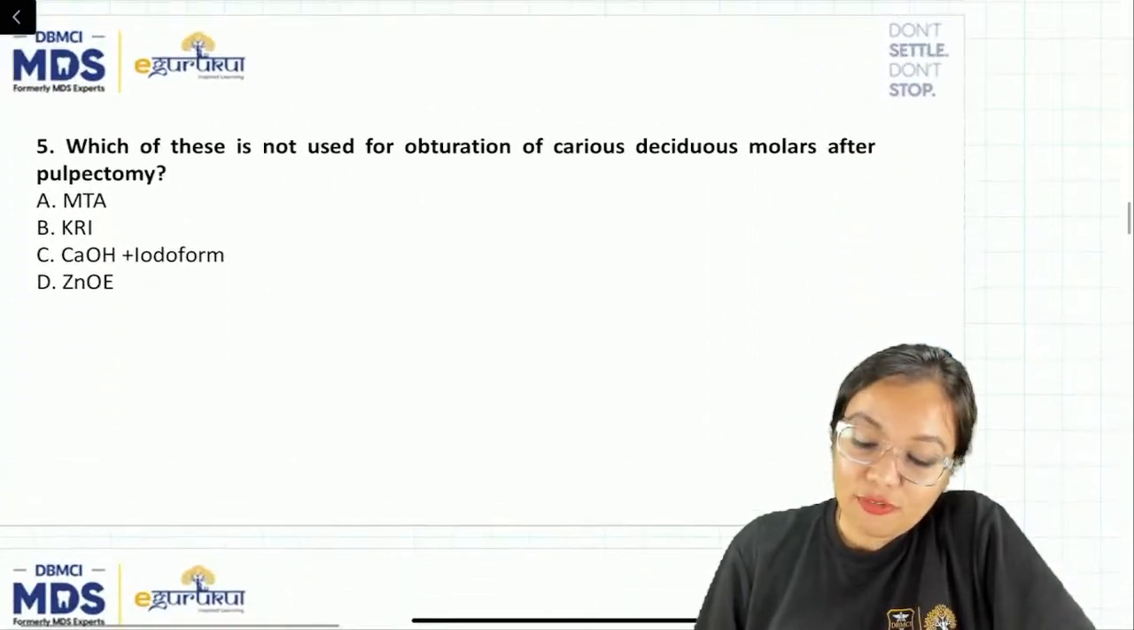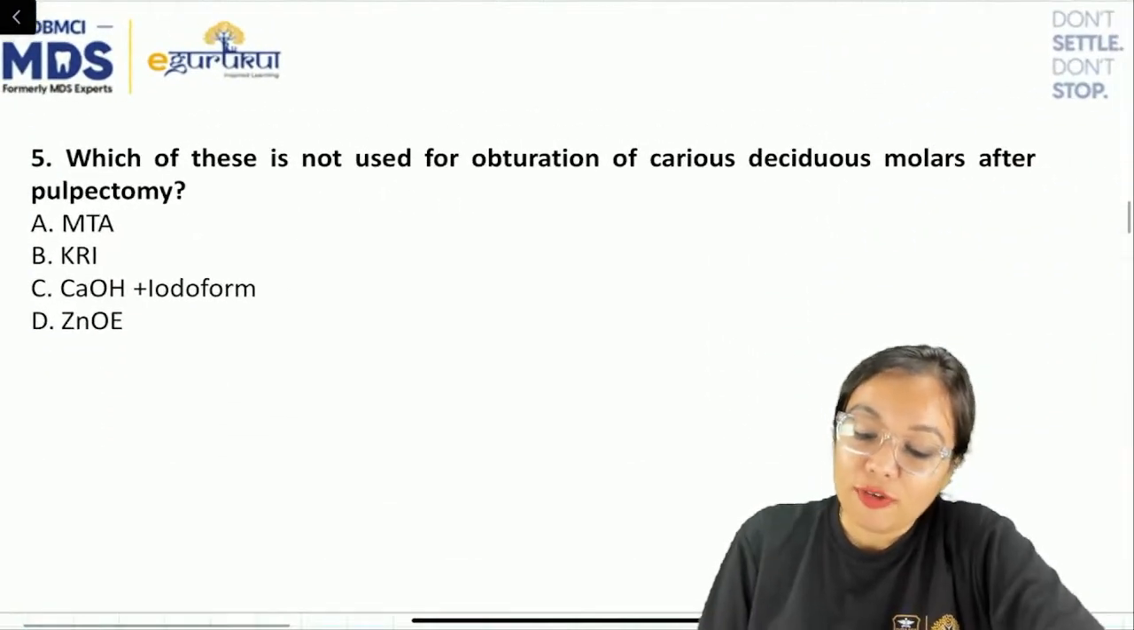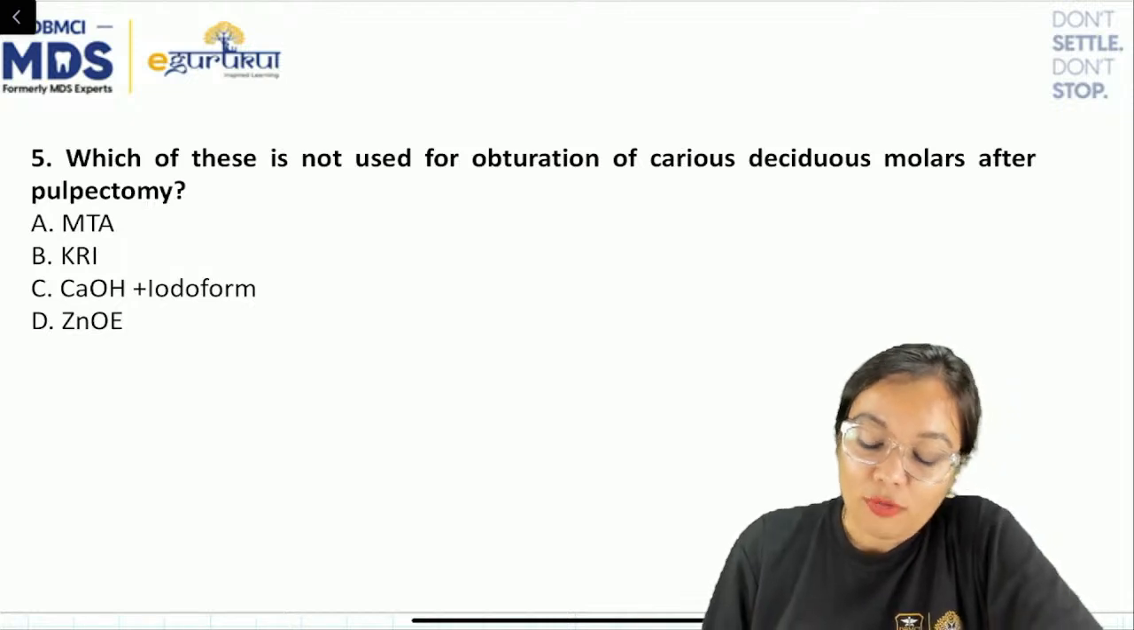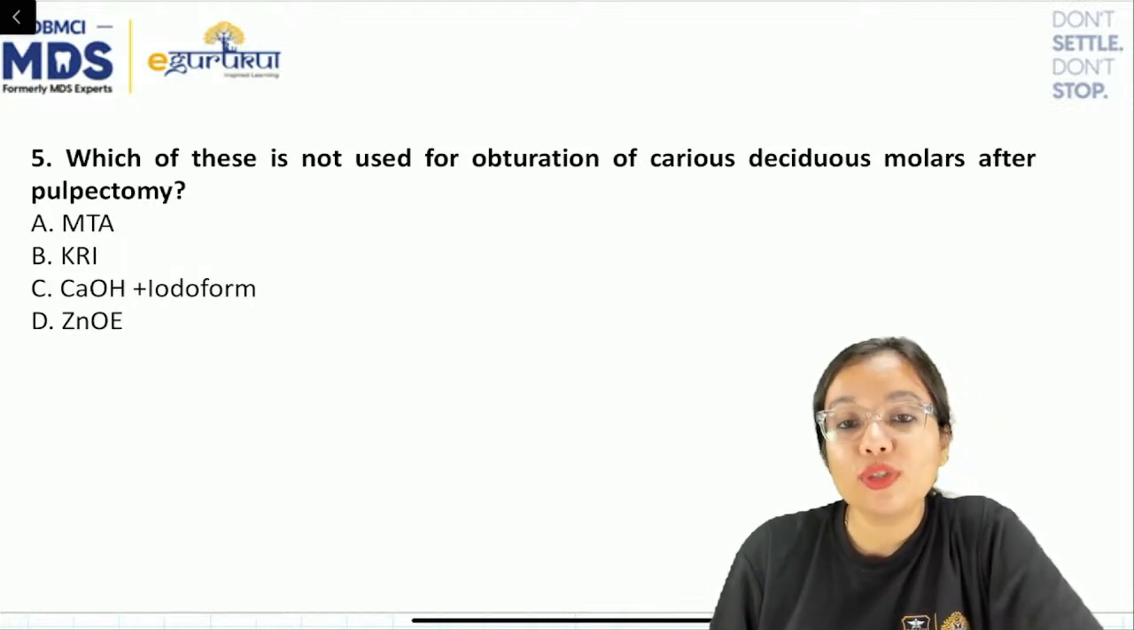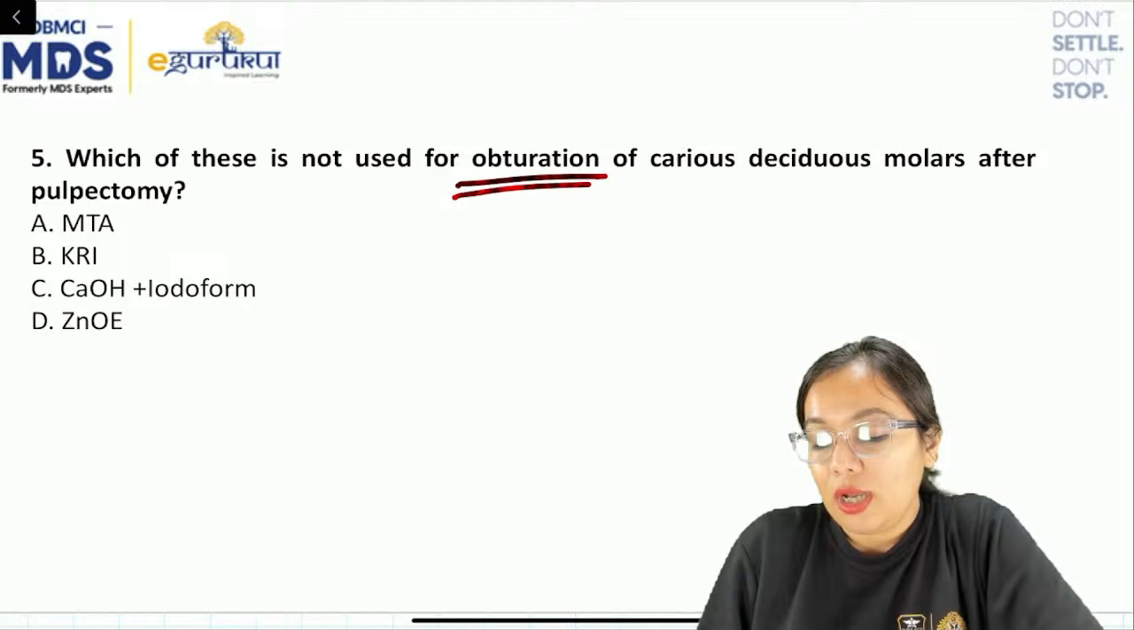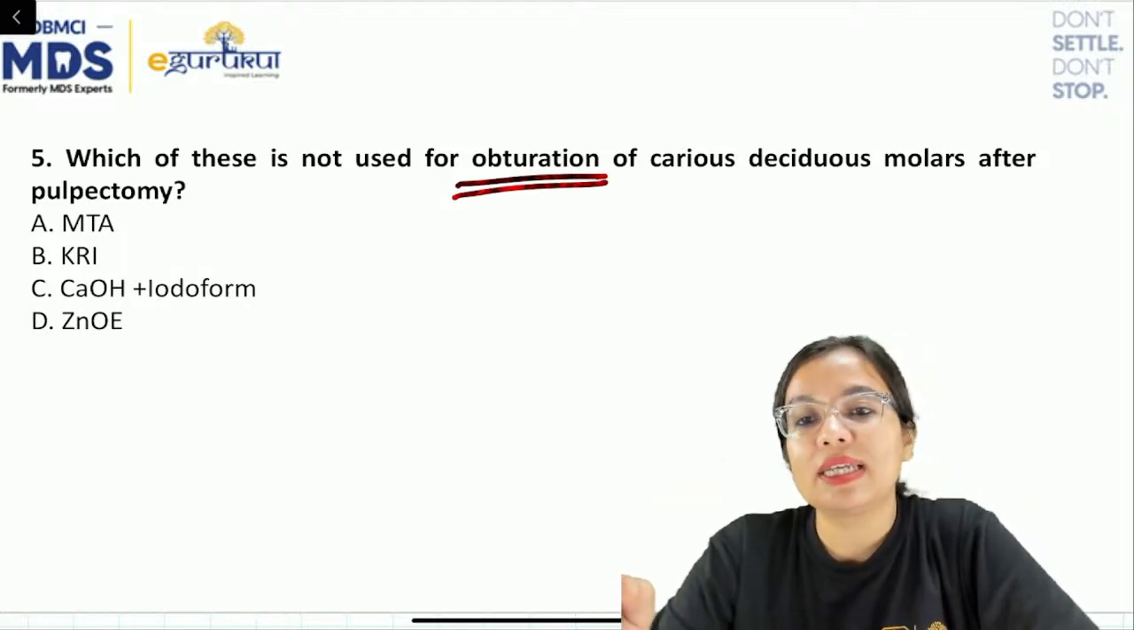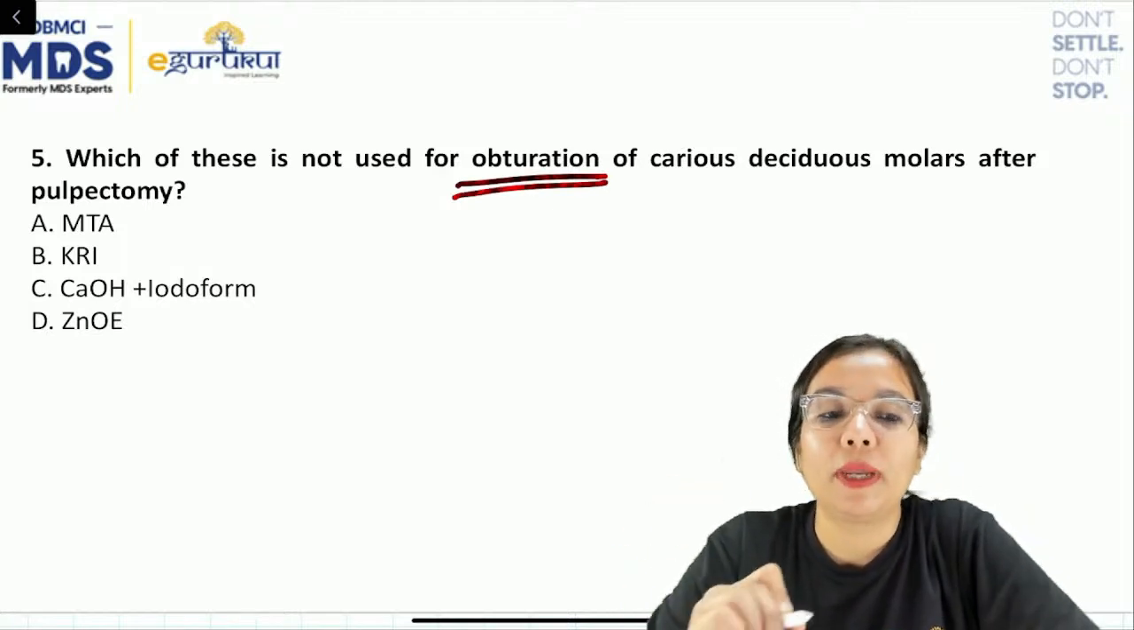This brings us to the fifth question, which is: which of these is not used for obturation of the carious deciduous molars after pulpectomy?